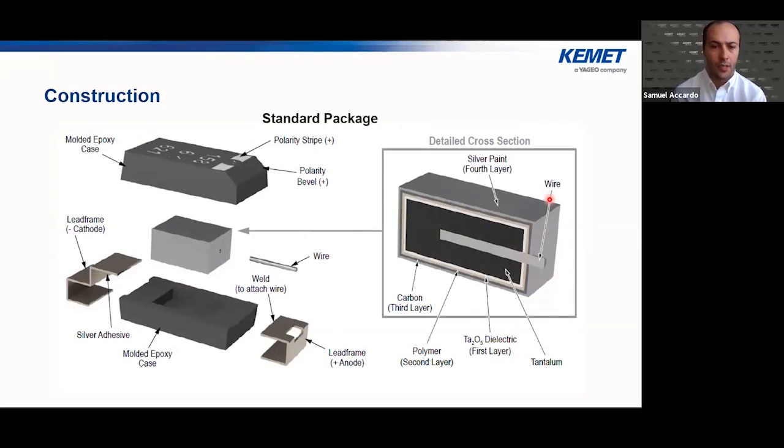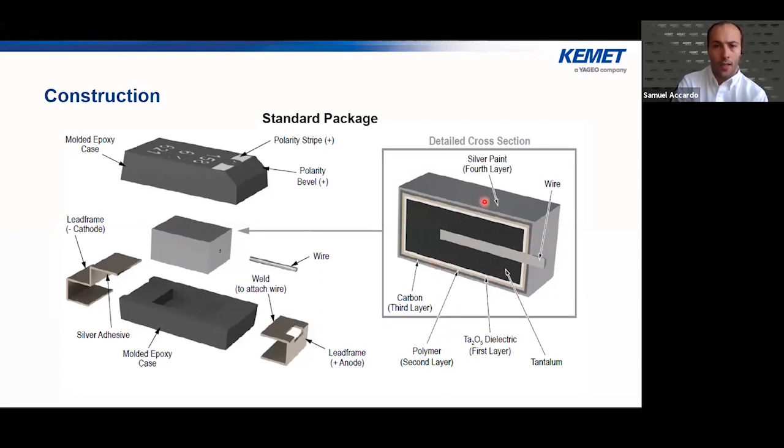Now, looking at the construction of the standard package itself, this diagram you could typically find in most of KEMET's data sheets. So if you are looking at a particular type of MnO2 or polymer and you want to know what the construction looks like, check out the data sheet. It's usually towards the end. What you see here is that we have a tantalum wire, right in the middle, and then we have a tantalum pellet or multiple pellets that have been compressed and centered around that. Then we have a layer of tantalum pentoxide, which is the dielectric layer, a polymer or an MnO2 in some cases.